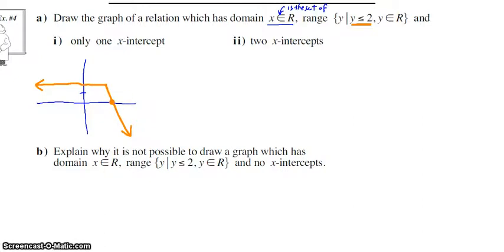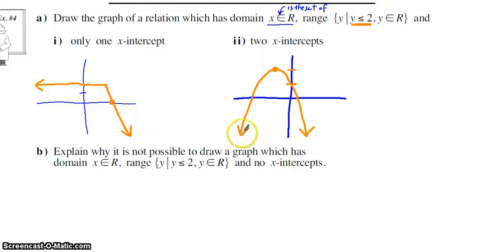Now let's try the second one. How about 2 x-intercepts? We have seen a similar example. For 2 x-intercepts, we can do a parabola. This is not the only answer; this is kind of an open-ended question. We can have a parabola like that, with the highest point at 2. The arrow means it goes down forever, so it meets the range requirement. And these arrows also mean going left and right forever, so it also meets that requirement. So these are some examples; there is more than one answer.